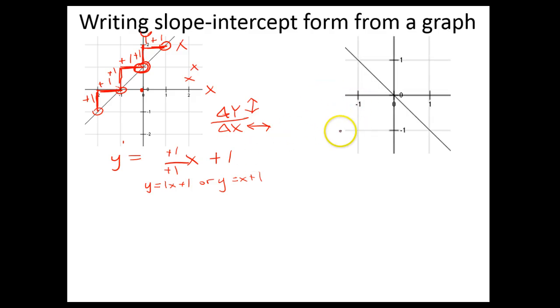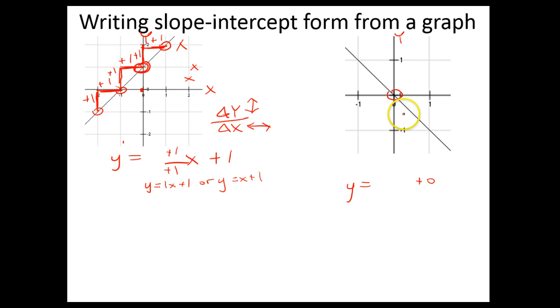Alright, next graph. So remember, the first thing I want is my y-intercept. So y equals. Here is my y-intercept. This is where it crosses the y-axis. Well, that looks like it's at 0. Looks like a perfect point at 0. So I can write plus 0.